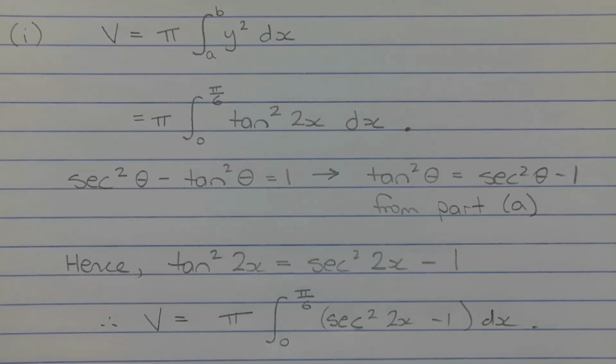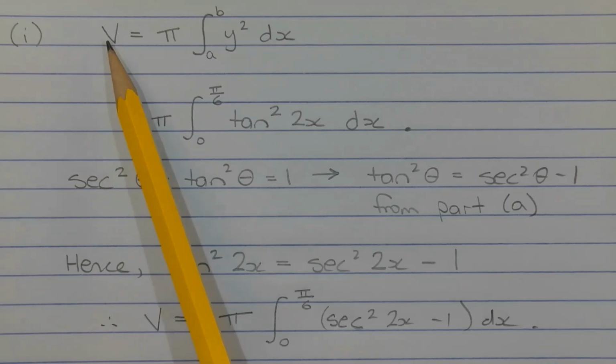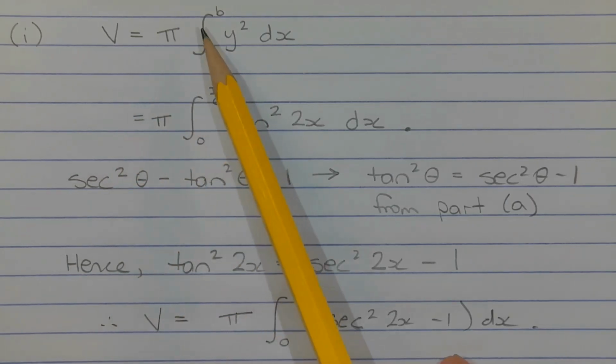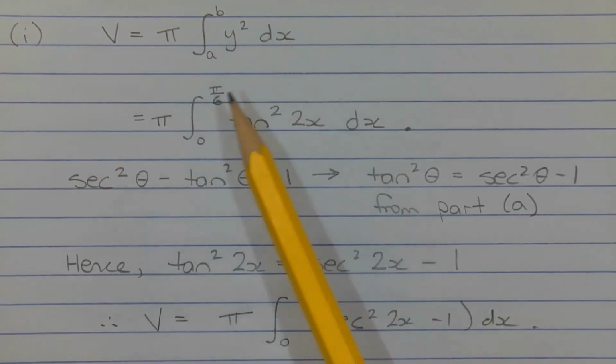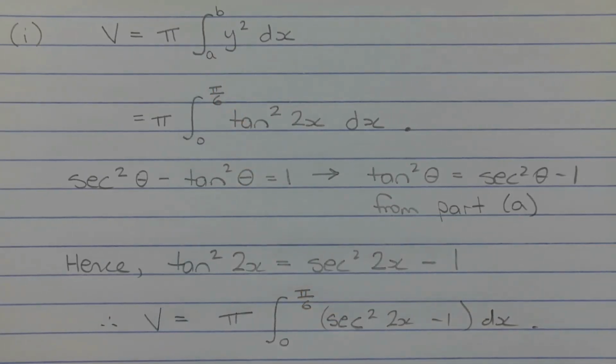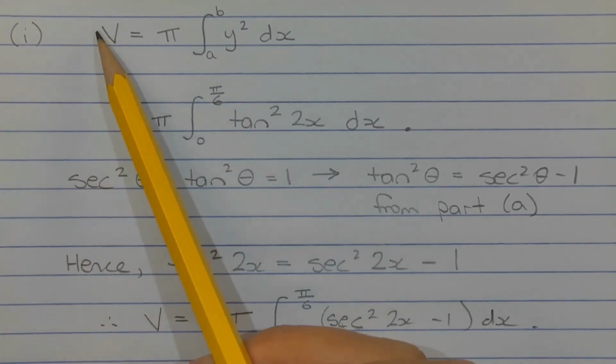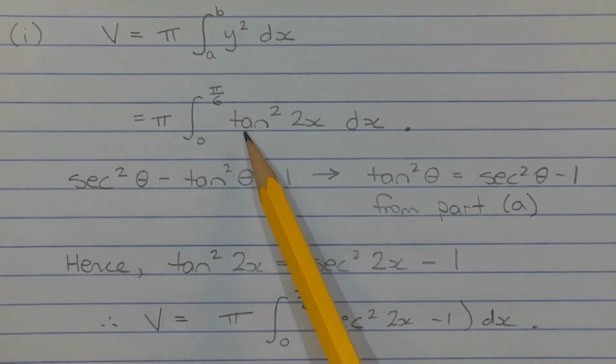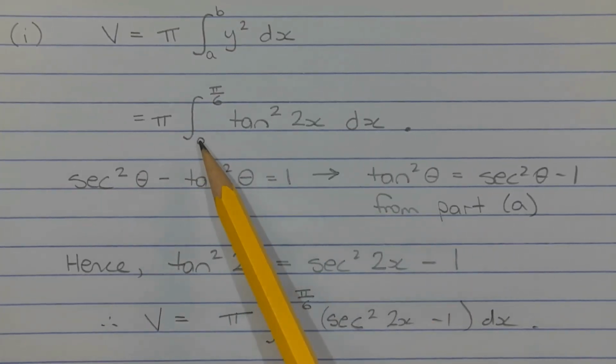Since the volume of the solid is generated by rotating the curve about the x-axis, the volume V is given by the expression pi times the integral of y squared dx from x equals a to x equals b. Now in this case, y is equal to tan 2x, so y squared is equal to tan squared 2x. So this is the integrand. a is 0 and b is pi over 6. So the volume V is given by pi times the integral of tan squared 2x dx from x equals 0 to x equals pi over 6.